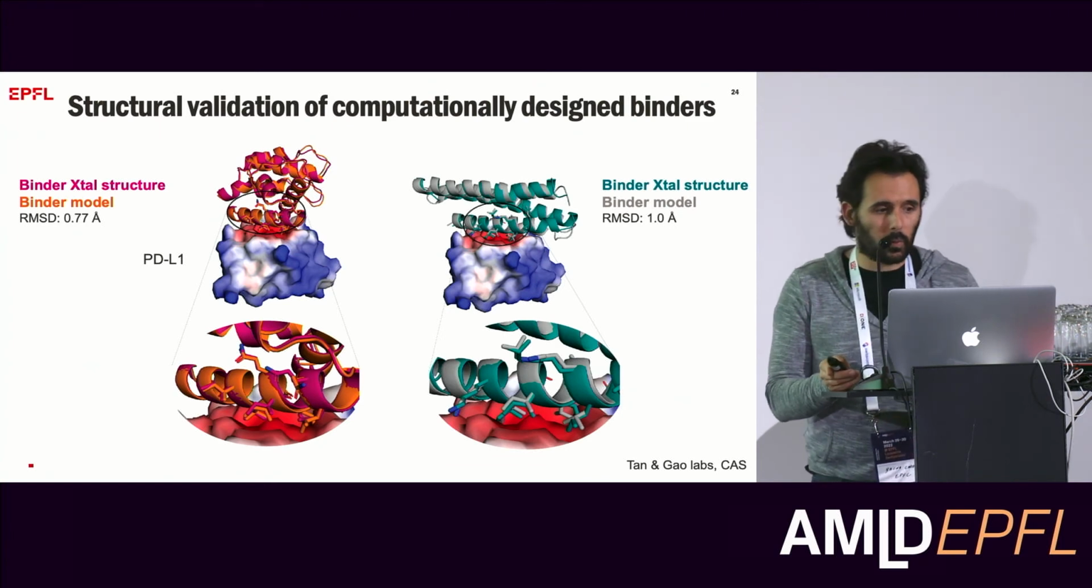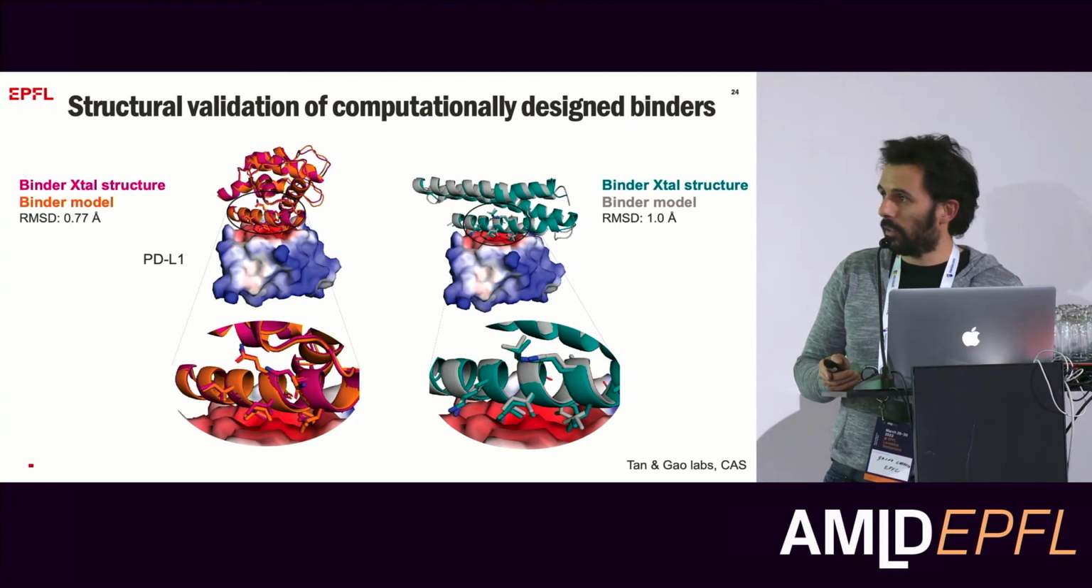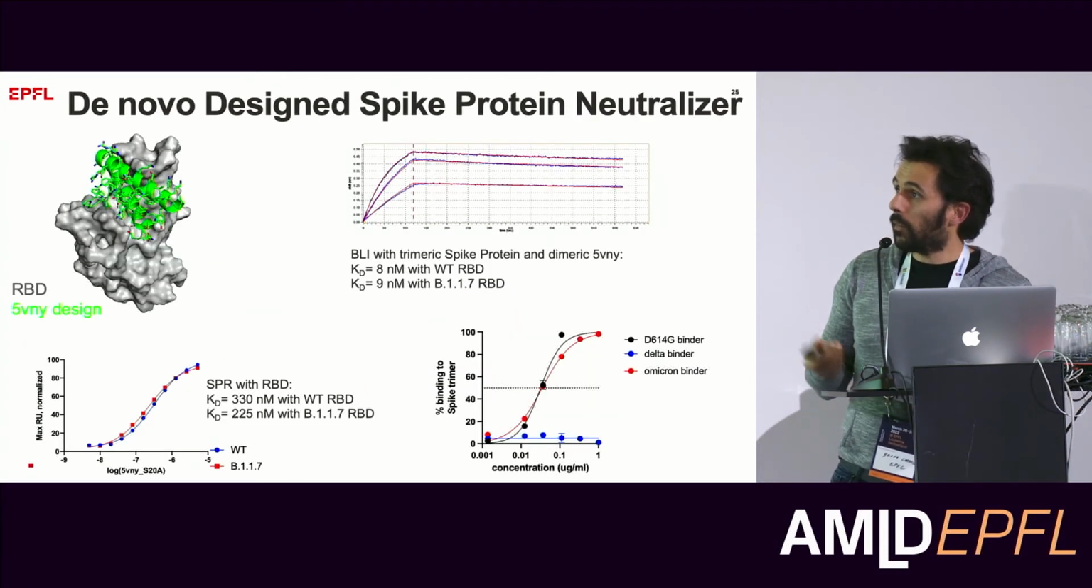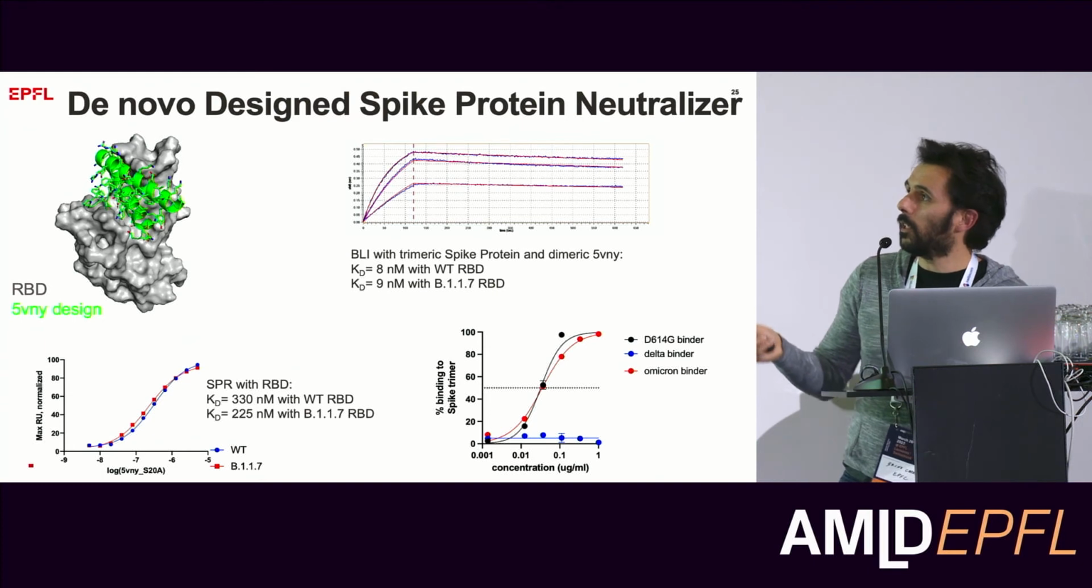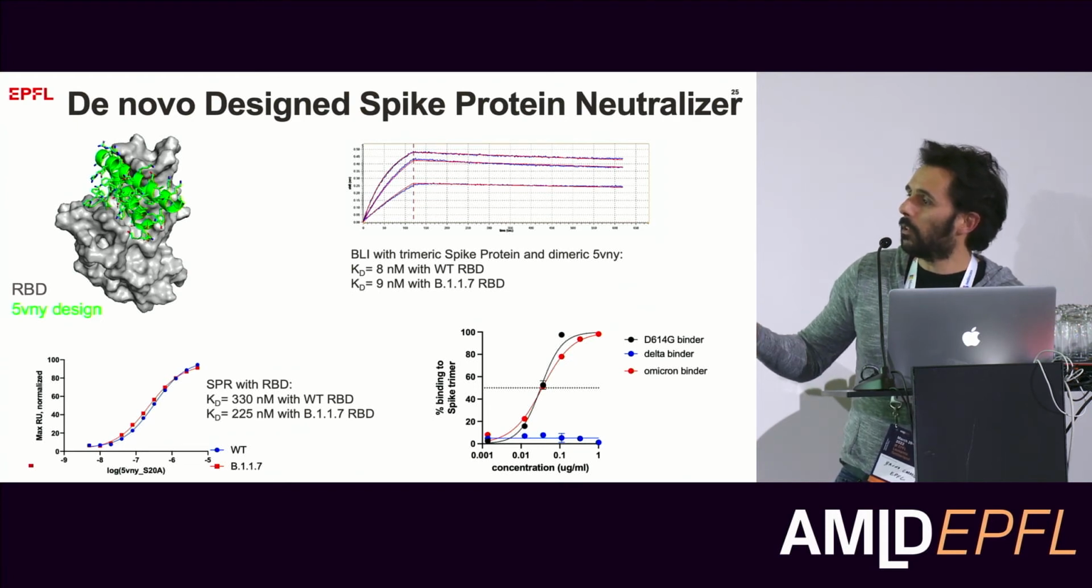And so to give you just one last example that perhaps I've been talking about for the whole presentation, we also have done the same exercise, for instance, to design a binder that can engage the spike protein. And again, here you see how this binder looks. So this is just a part of the spike protein. And then you test if it actually binds to it.